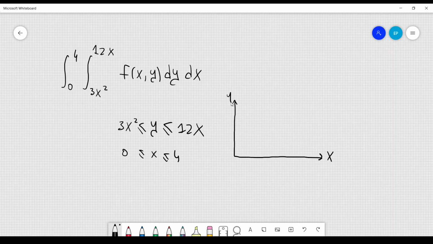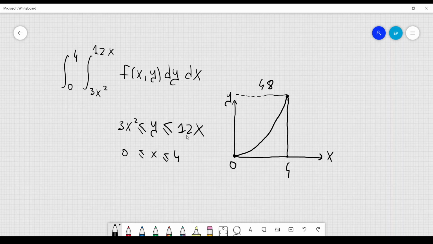Here's x, here's y. This is x equal to 0 and this is x equal to 4. So if we draw this line, it is a vertical line just like this. Then we have this curve, which is a parabola, and now I'm going to draw the parabola y equal to 3x squared. So it is something like this, and at x equal to 4, the parabola is equal to 3 times 16, which is 48. So y is equal to 48 here.